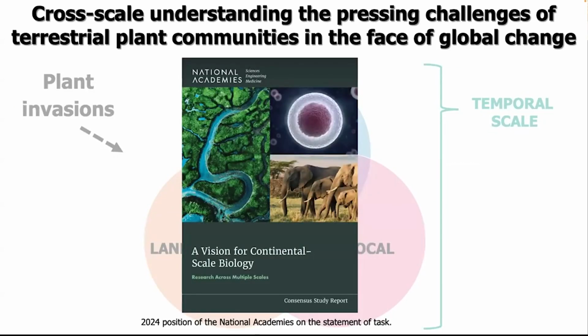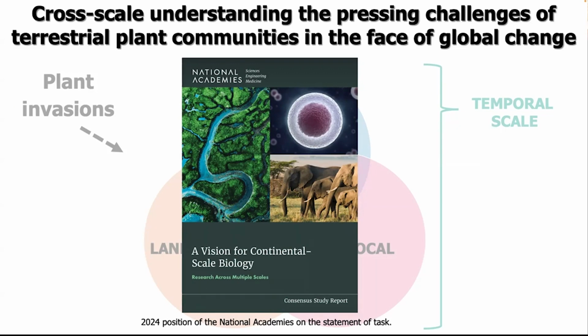And this really aligns with the vision for continental scale biology, published late last year, 2024, by the National Academies. It was a group of researchers who did a lot of macrosystems work, asking how we are thinking about global change and our ecosystems and our biodiversity, and how we are moving forward. What they really bring in this report is this cross-scale understanding and really integrating these scales of space and time.